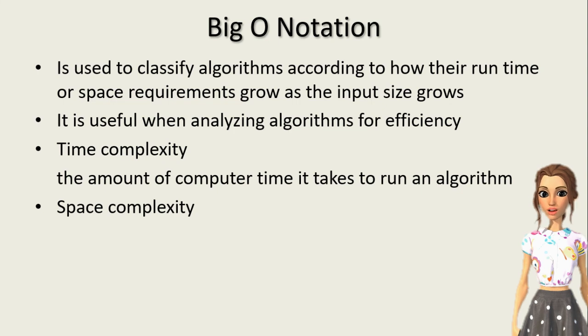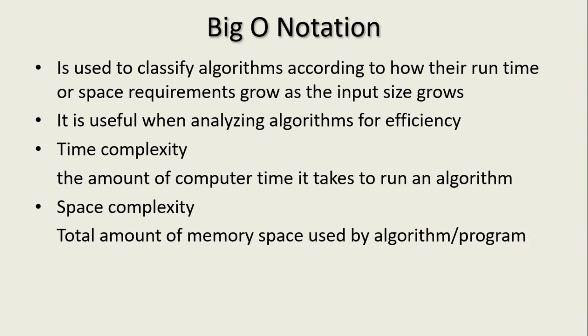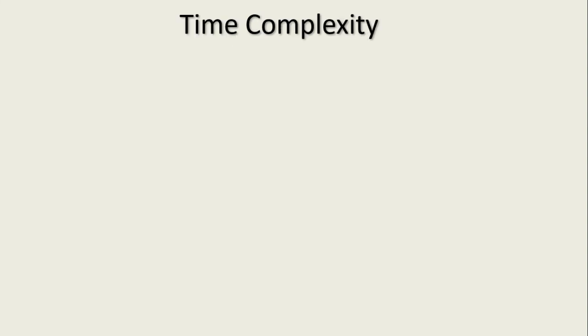Time complexity refers to the amount of computer time it takes to run an algorithm, while space complexity refers to the total amount of memory space used by an algorithm or program. This video focuses on time complexity.